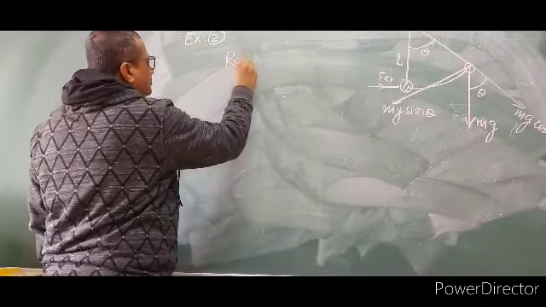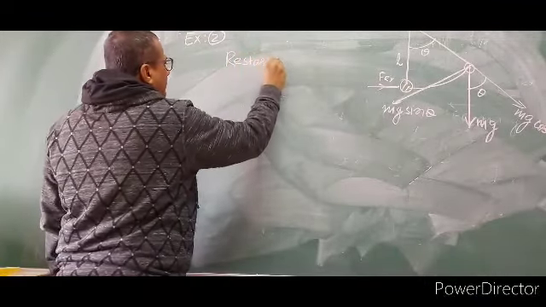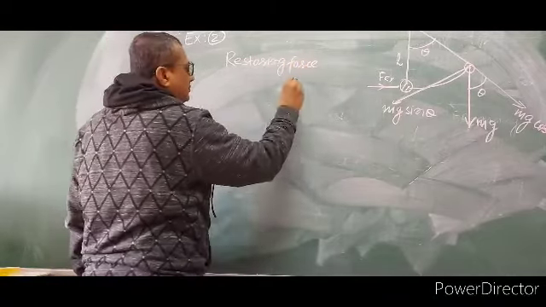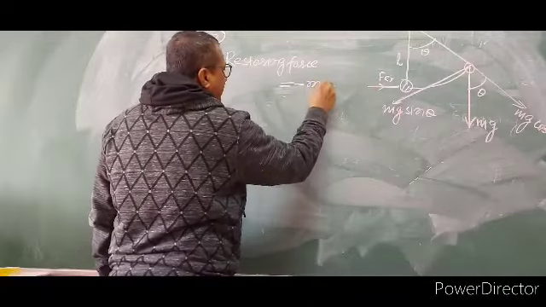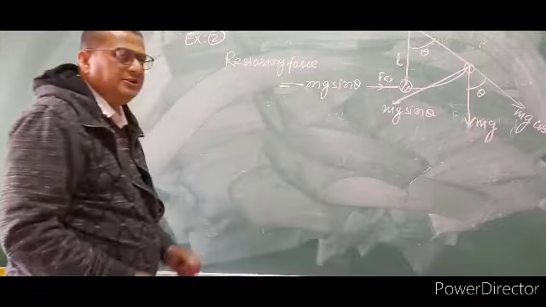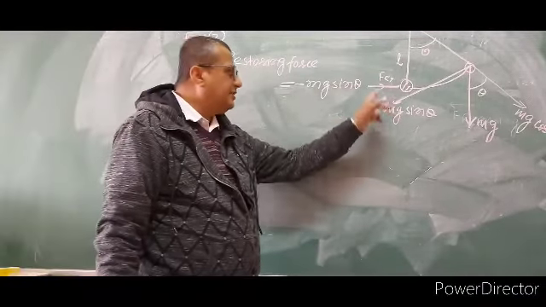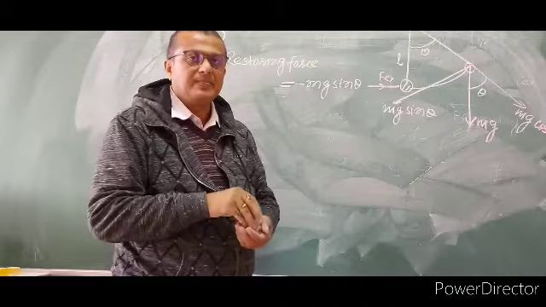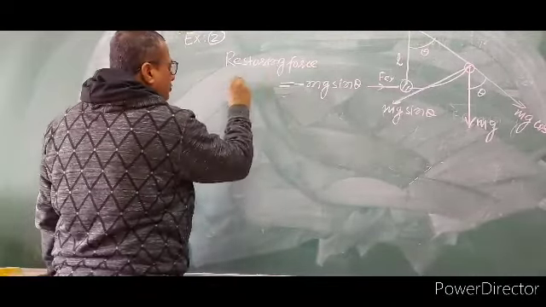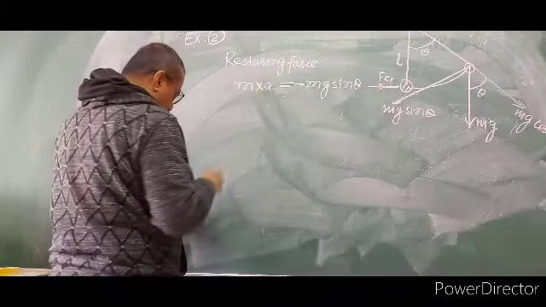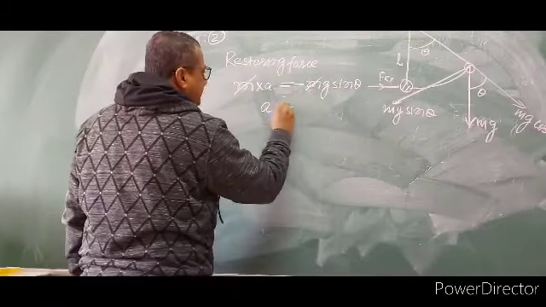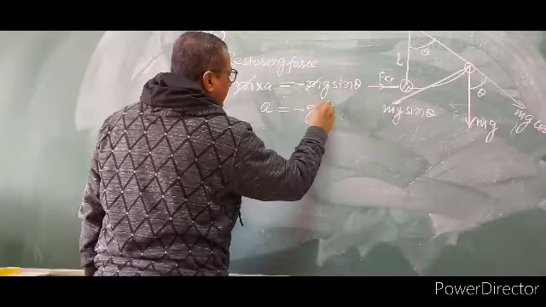So restoring force is equal to minus mg sin theta. This minus indicates that this force is acting opposite to the external force. Force equal to mass into acceleration. So mass will be cancelled. Acceleration is equal to minus g sin theta.